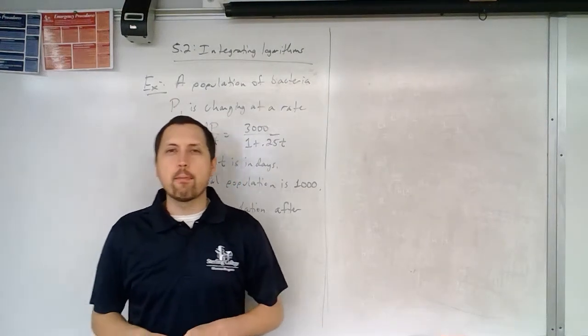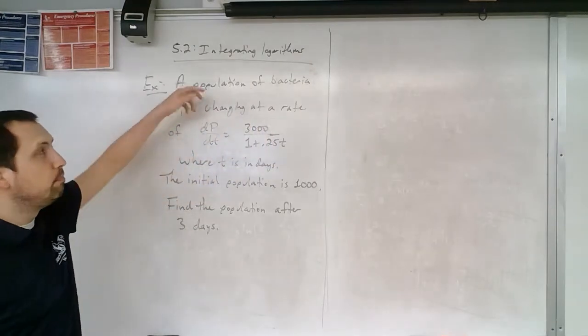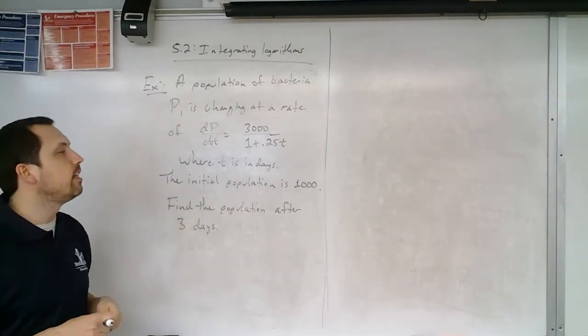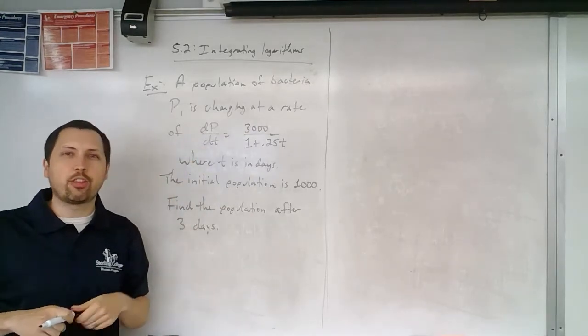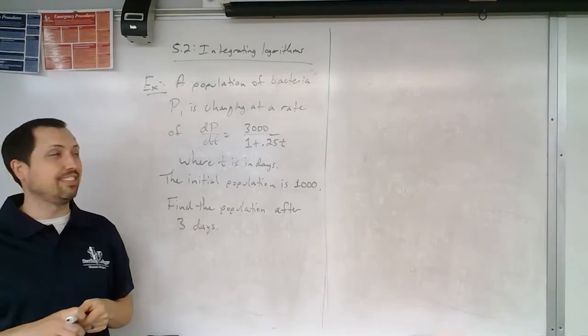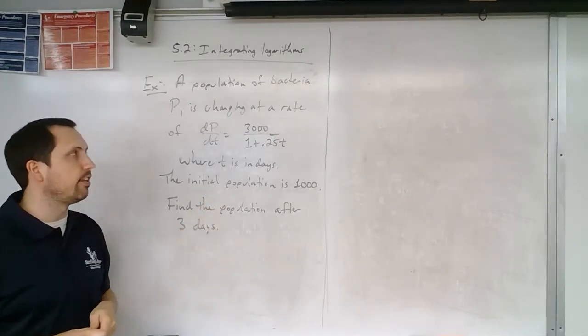Take a look at a word problem application now. A population of bacteria, P, we're going to represent the population as P, is changing at a rate of dP/dt equal to 3,000 divided by 1 plus 0.25t, where t is in days. The initial population is 1,000. Find the population after 3 days.